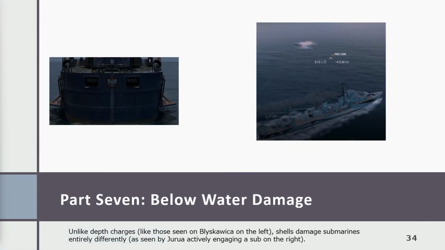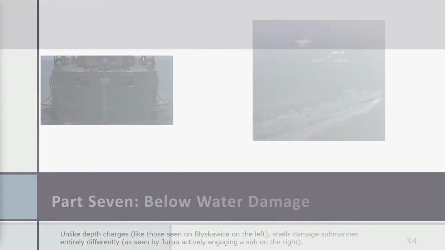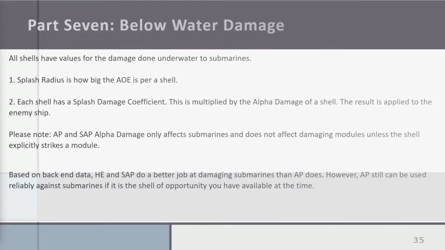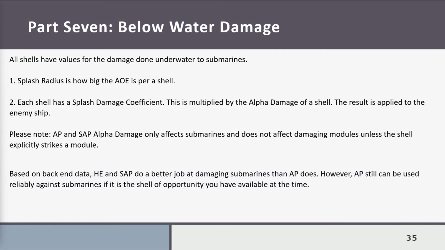So, below water damage. There are two kinds of it, but unlike the depth charges, as modeled here by Bliss Wicca, shells damage submarines entirely differently, as we see Jura here gunning down a submarine that had just gone off visual. All shells have a value for damaging subs, which is basically how your shells do damage underwater specifically. They're not listed as sub damage in the game files. I don't know why. I guess in case Wargaming has some other need for them to do something different.